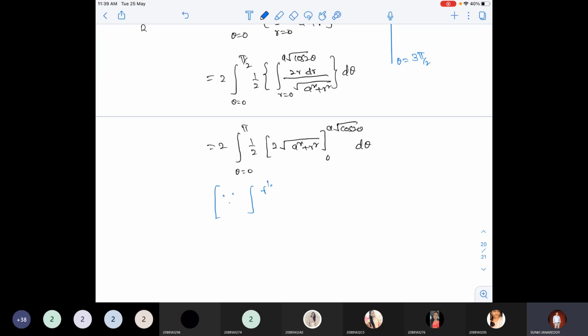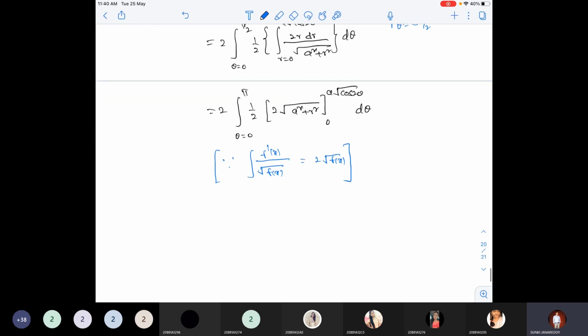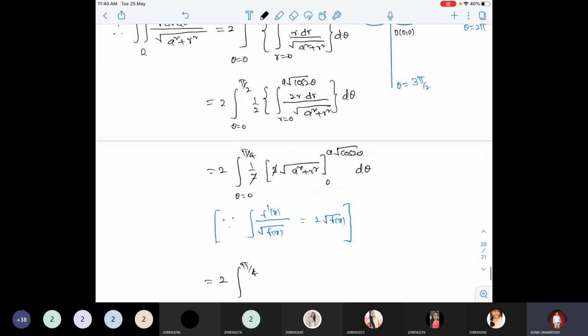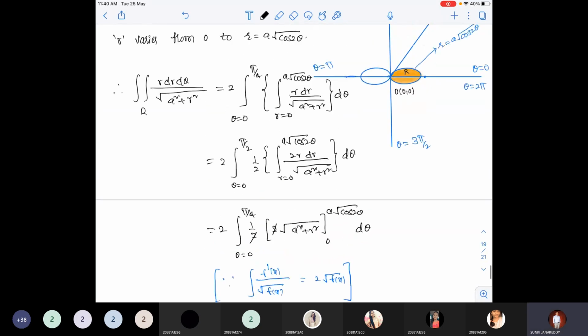integral f dash of x by root f of x is equal to 2 root f of x. Yes or no? Same formula we wrote yesterday. I think you know about this one already. Here 2 gets cancelled, right? 2 into theta from 0 to pi by 4.